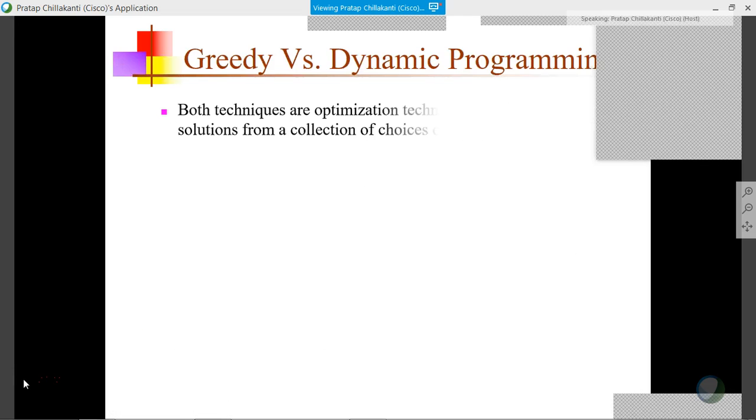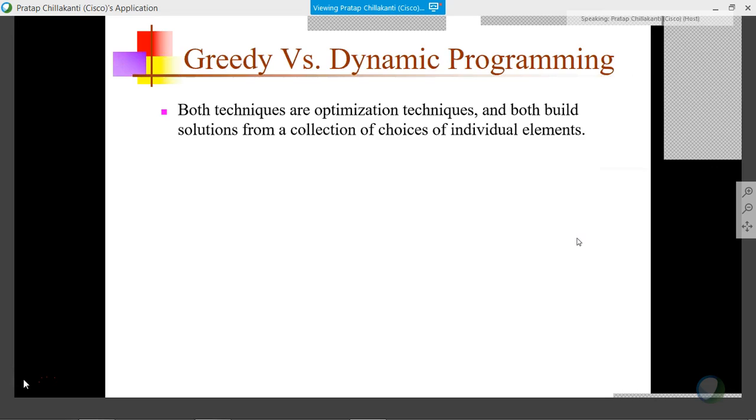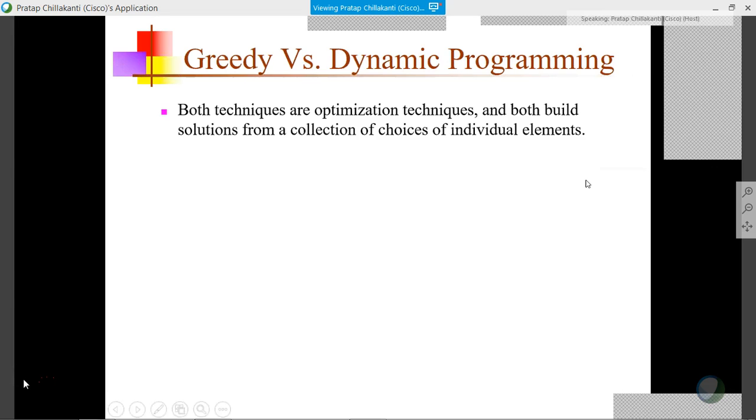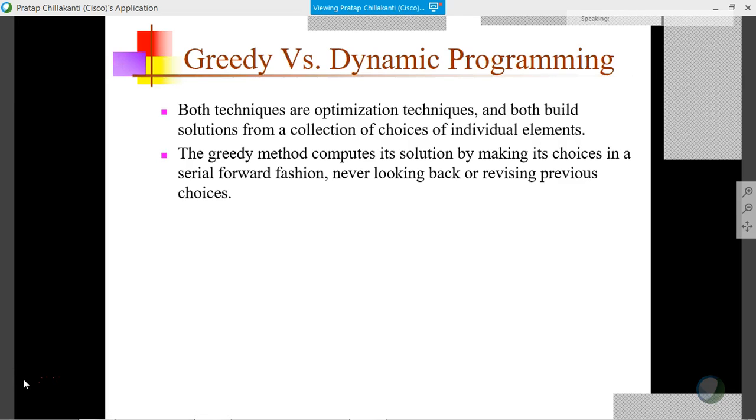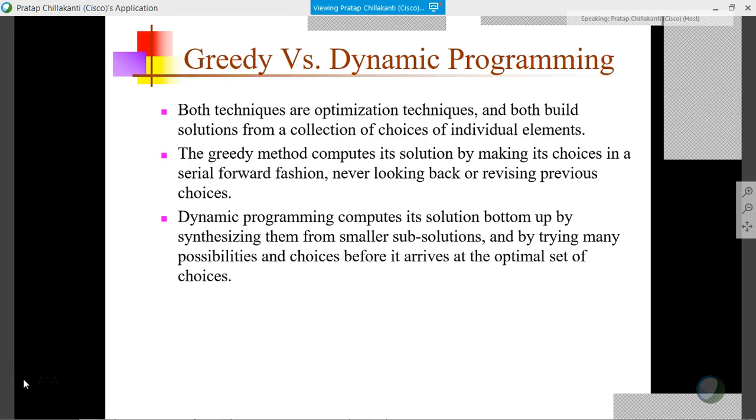Okay. So some notes I gave here between greedy versus dynamic. As you can see the second bullet, right? Once you make a choice in greedy, you are not going back. That's an interesting thing. In backtracking, you are actually going back. When we take the next chapter, you would know that. So we go bottoms up, taking smaller sub-solutions and then trying to look at many possibilities and choices before we arrive at an optimal set. That's what we did, right?